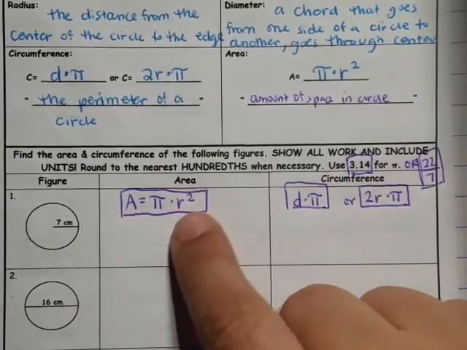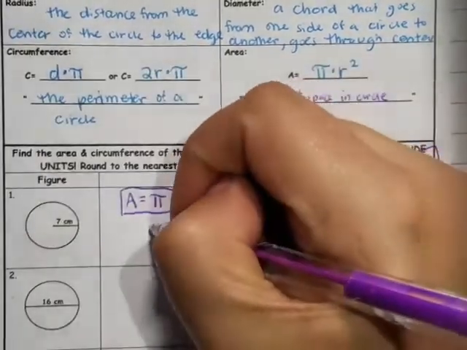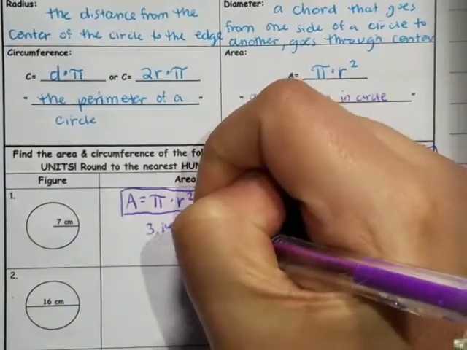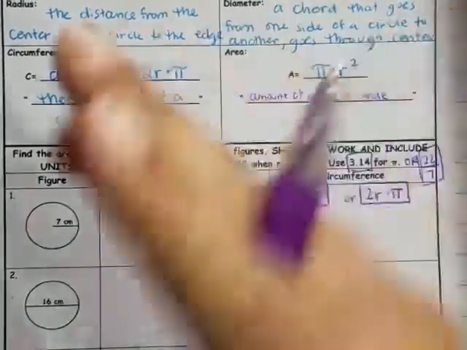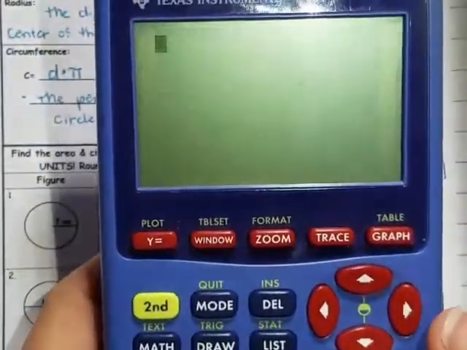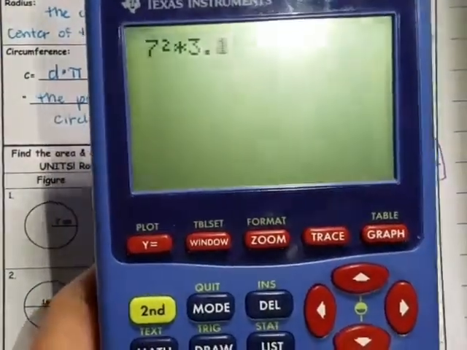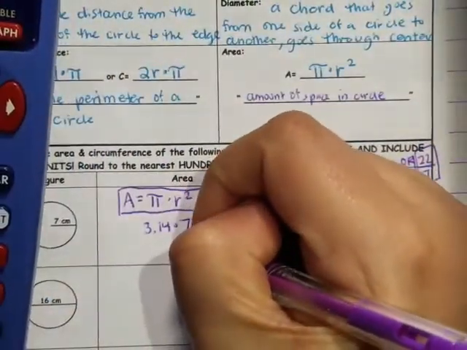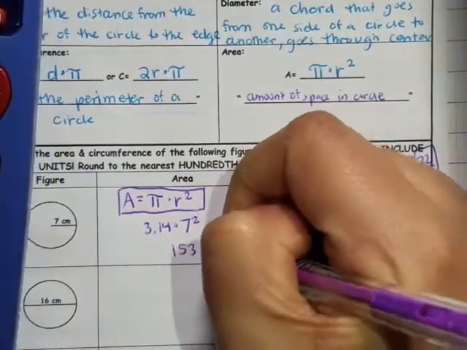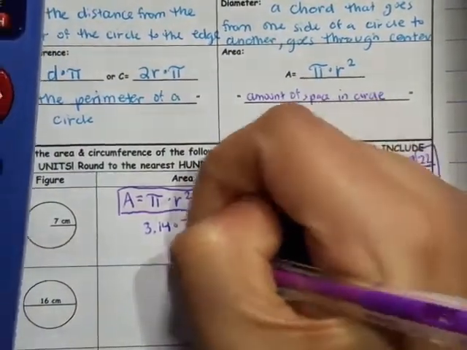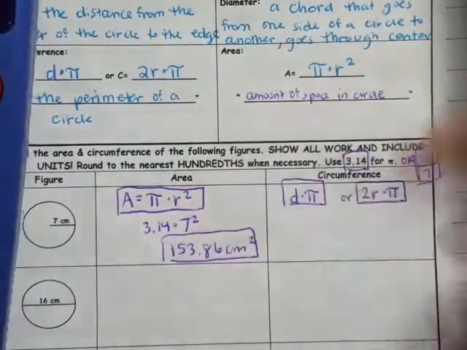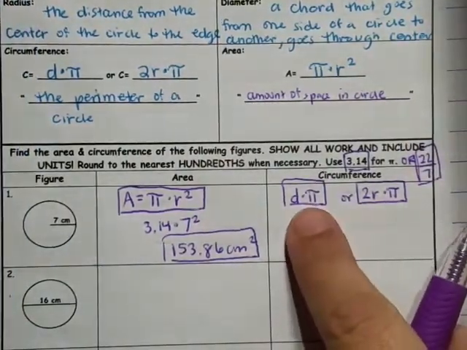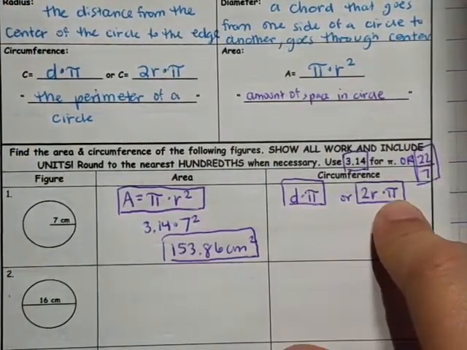So pi times radius squared really means 3.14 times 7 squared, and then you just type it in your calculator. So 7 squared times 3.14, and they said to go to the hundredths, which is already at the hundredths. So 153.86 centimeters squared.